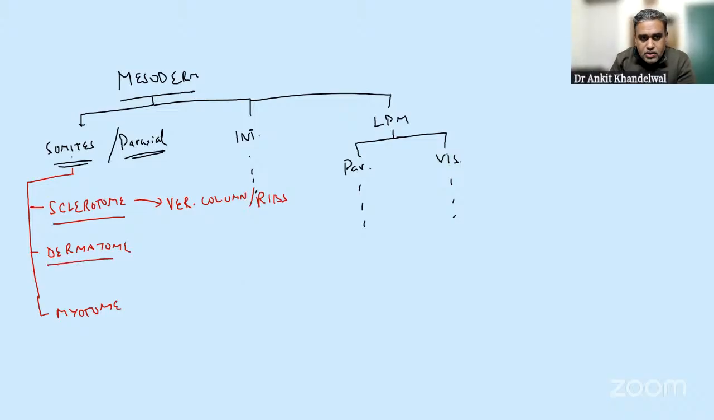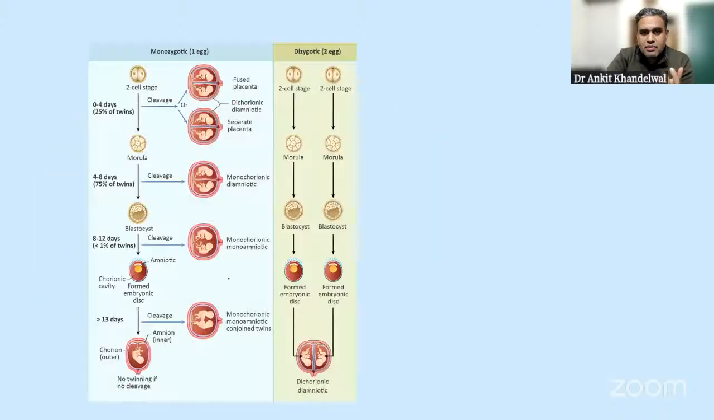Now dermatome. Dermatome means dermis. If I give you two options, will it form the dermis of the anterior or ventral body, or the dermis of the posterior or dorsal part of the body? What will you answer? Sir, I don't know, sir. Think about it. This whole somite was present where? In the posterior part. Let me show you from this image.